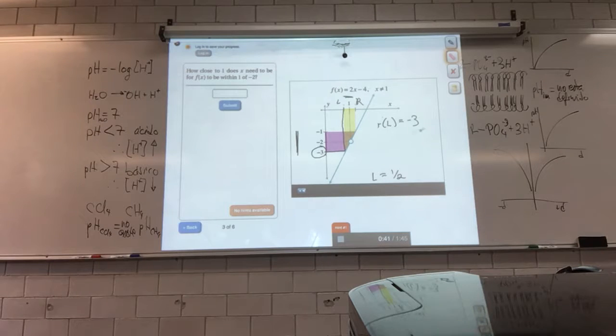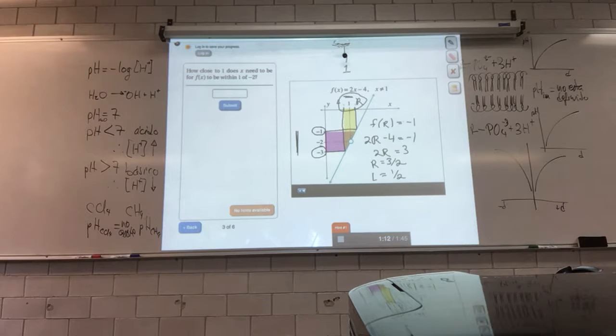Now we can do the same thing for R. When we plug in R to our function, we get out minus 1. So f of R is equal to minus 1, or 2R minus 4 is equal to minus 1. That means 2R is equal to 3, and R is equal to 3 halves.